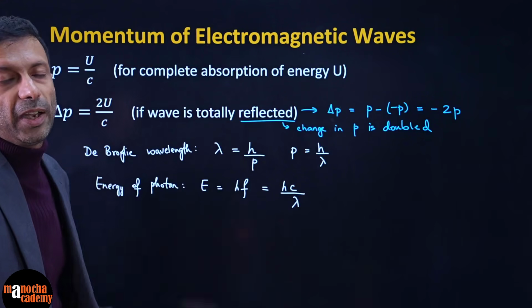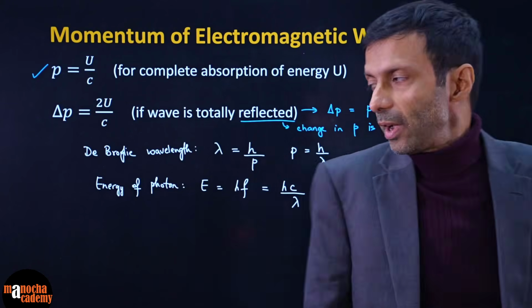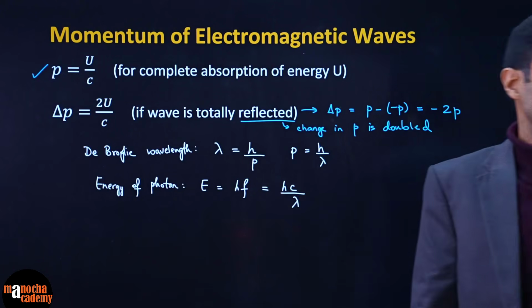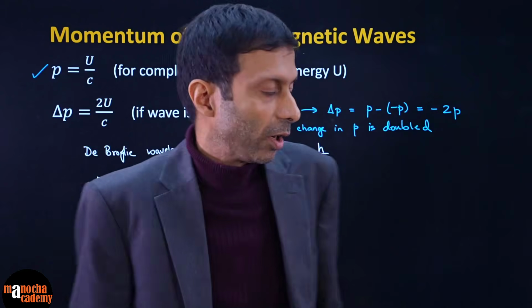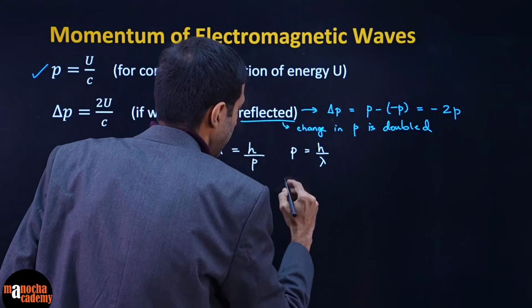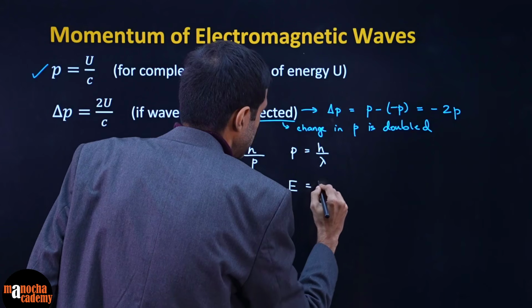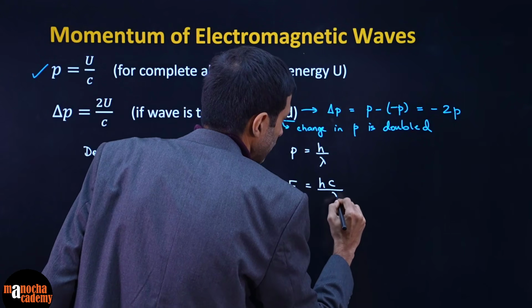Frequency is speed divided by wavelength. So everybody has written till here, note it down. If you look at this equation, from here we've got, let me write this on the side, E is equal to hc by lambda. So we have this.